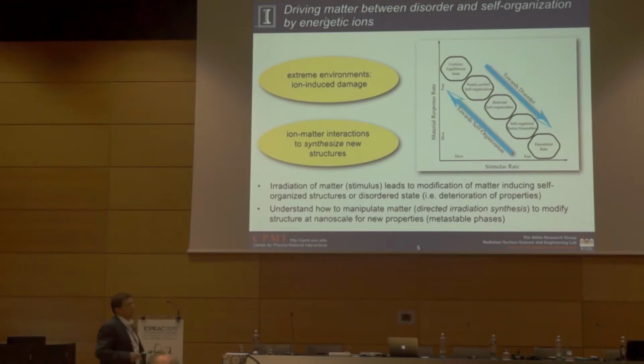So one of the aspects that we're interested in when we look at ion-surface interactions is to look at it from two different perspectives. One has to do with the balance between the stimulus rate, which in this case would be the plasma source or the energetic ions that we use, against the material response rate. And depending on how well you can manipulate and direct the balance between the two, you are able to reach different metastable phases, metastable states. You can, for example, disorder the material.